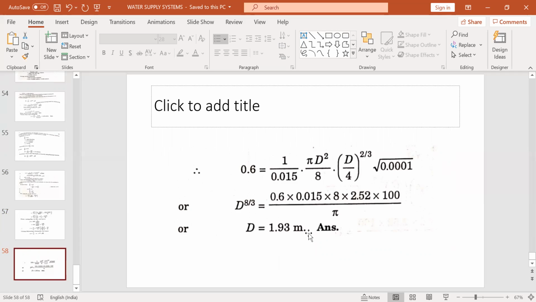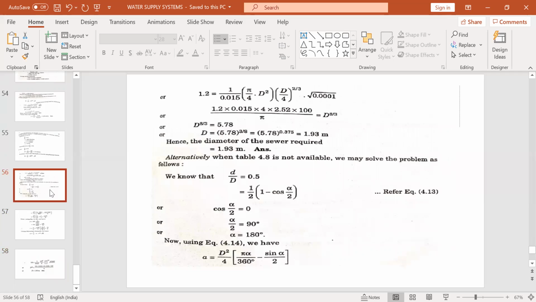So this is one kind. Another kind of question. So these kind of questions may be given for hydraulic design based on the population. In both these problems, the stormwater component is not given.